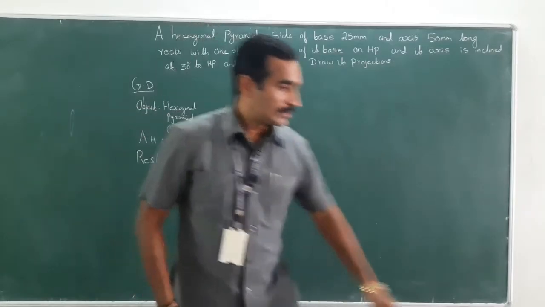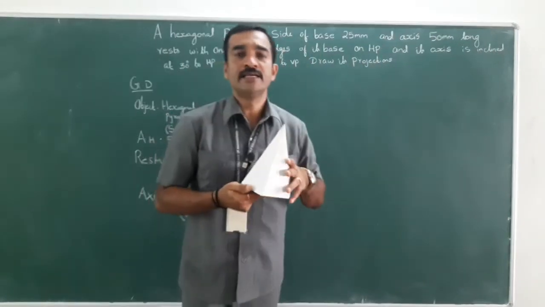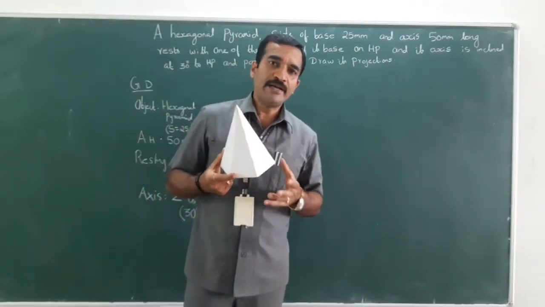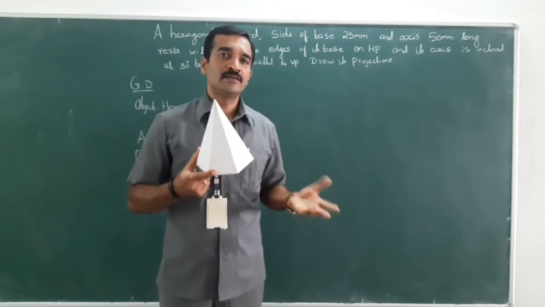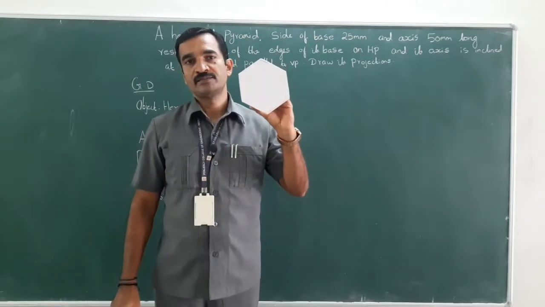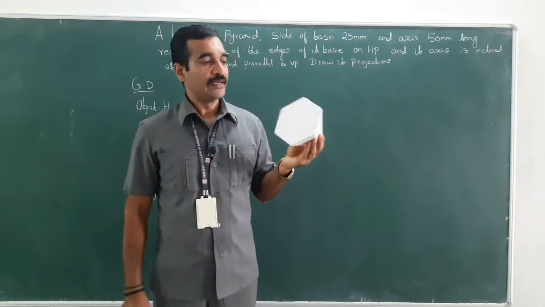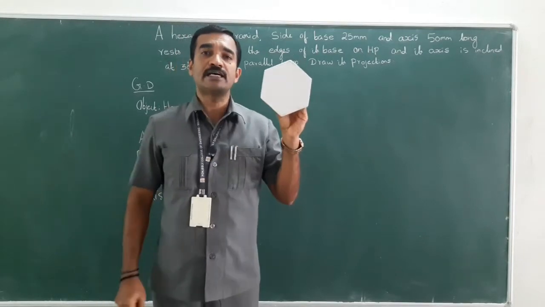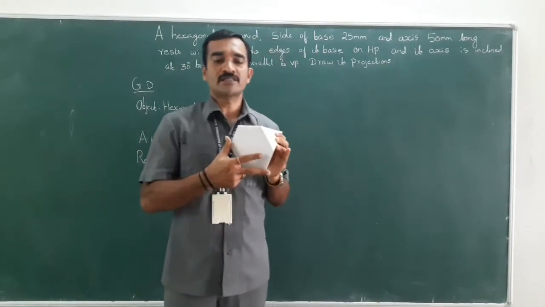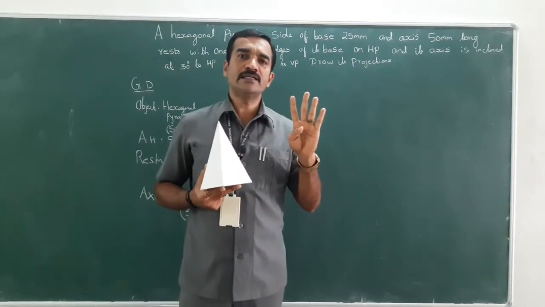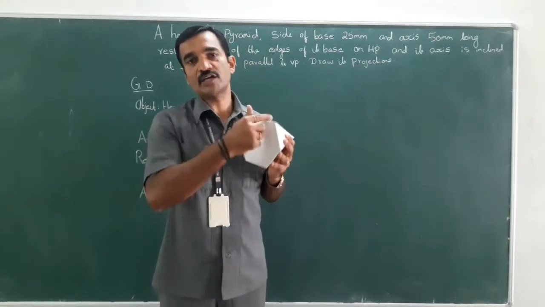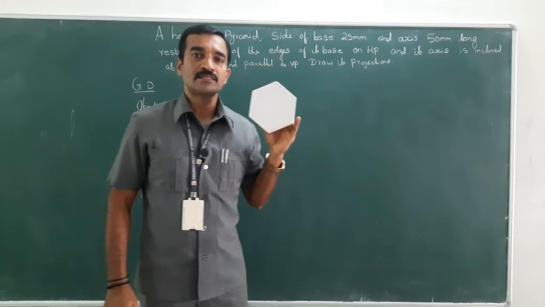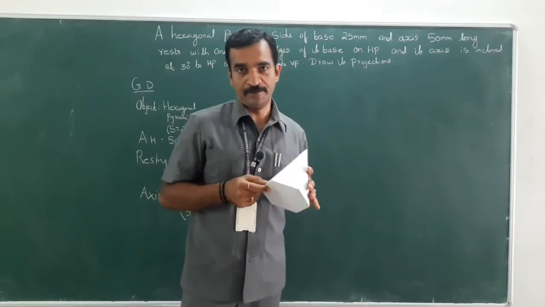Fine. So this is the object, the hexagonal pyramid. The pyramid name is based on the shape of the base, right? Here you could just count these sides: 1, 2, 3, 4, 5, 6. Therefore, it is a hexagonal pyramid. If you have 4 sides, then it could be a square pyramid. If the sides are 5, then it could be a pentagonal pyramid. Here the number of sides are 6, therefore it is a hexagonal pyramid.